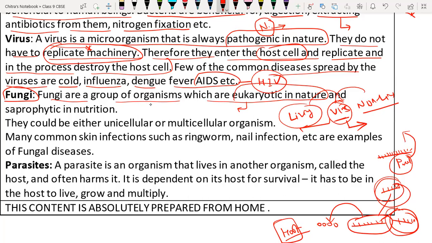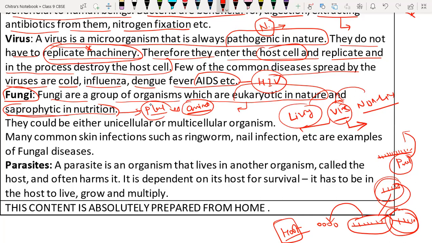Fungi are saprophytic in nature. Saprophytic in nature means they totally depend on dead organic matter. That dead organic matter may be from plants or animals. So they totally depend on dead organic matter of plants and animals for their nutrition. That's why they are called saprophytic in nutrition. Understood what is saprophytic nutrition? Those organisms that totally depend on dead organic matter of plants and animals are called saprophytic in nutrition.